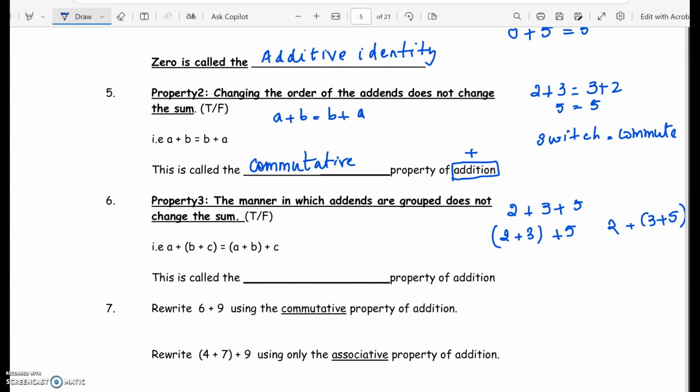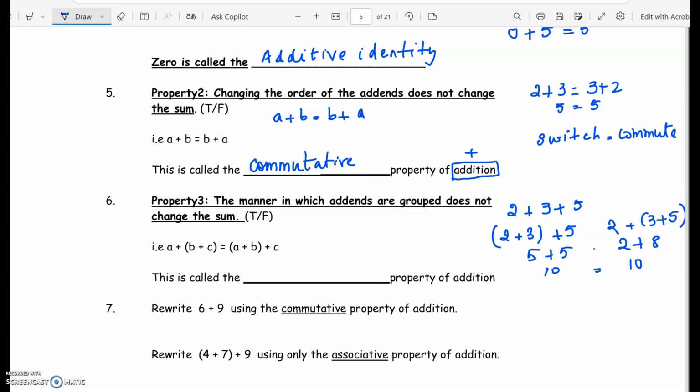Let's check. Do the parentheses first. 3 plus 2 is 5. 5 plus 5 is 10. So let's look at this. Let's do parentheses first. 5 plus 3 is 8. 2 plus 8 is 10. Both are equal to each other.